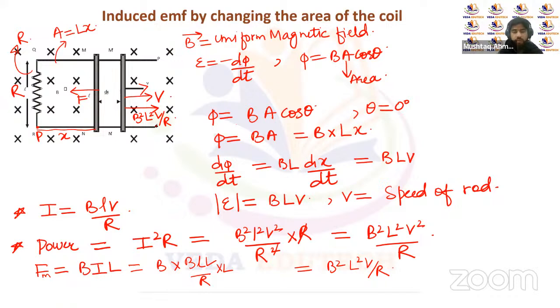So what we can do is that we can set up a rail like this, and on this rail we can put a rod and try to move this rod towards the right or left. Then accordingly the EMF will be induced.